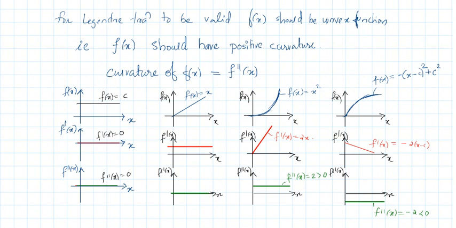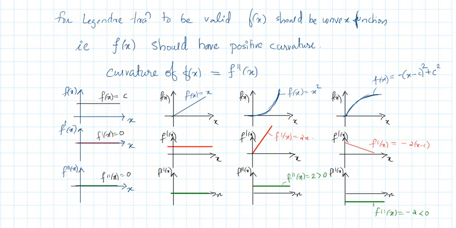When you take the second derivative, this line has a constant positive slope. So the second derivative is positive. F double prime x is 2, which is greater than 0. So a positive second derivative implies the original curve has a positive curvature. Positive curvature means it is opened up. So curvature is positive if f double prime x is positive.